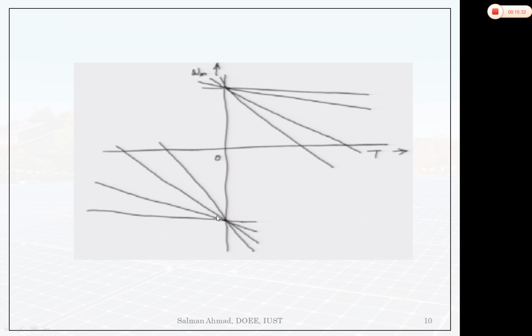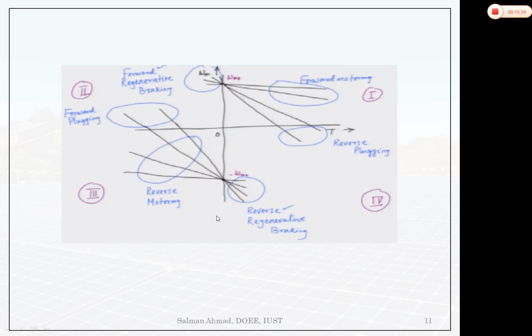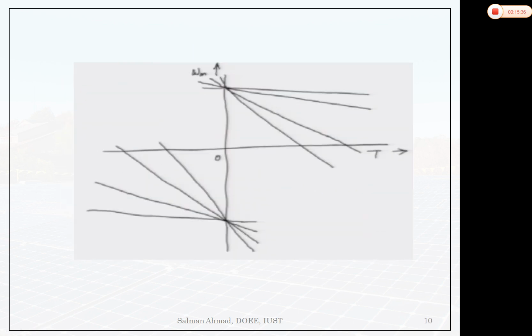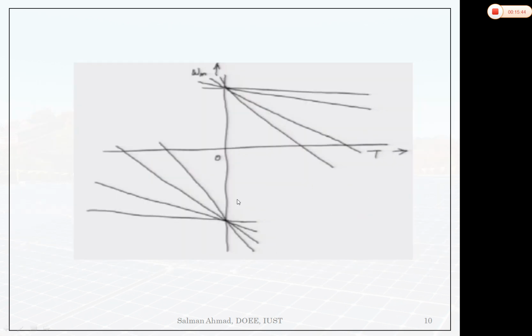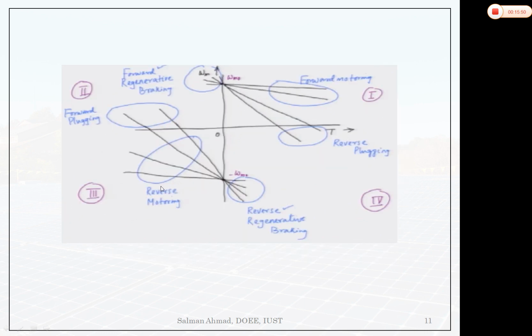Similarly, I'm talking about this part. If you want to plot it, in this part the no load speed is negative and the slope is also negative. So if we extend these characteristics with different values of resistances, we are getting these characteristics.